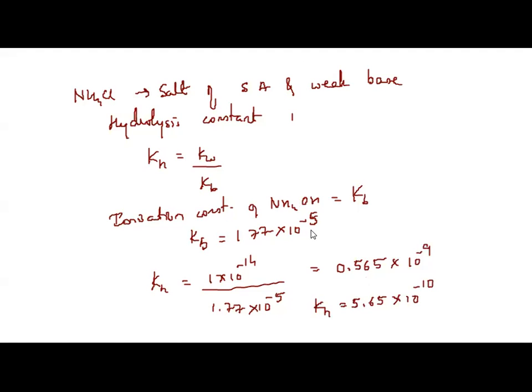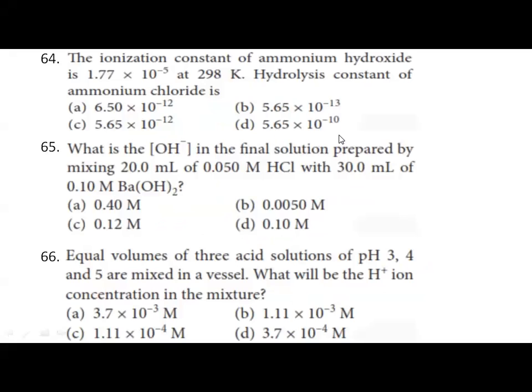So which is the correct option? 5.65 into 10 raised to minus 10. Option D is the correct option.